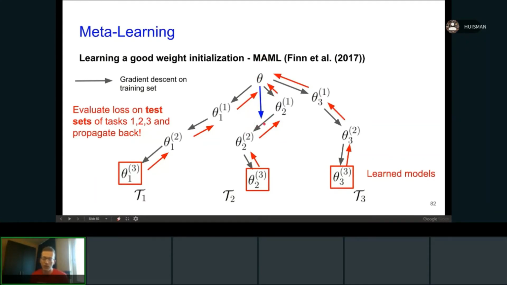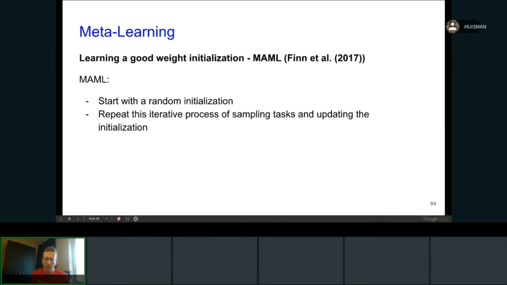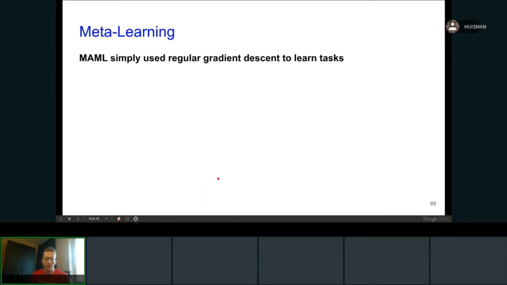Okay, so this is really what MAML tries to do. We start off with a random initialization, and then we repeat this iterative process that you have seen on the last slide to update the initialization. We repeatedly sample these tasks and update our initialization as you have seen on the previous slide. You can think of how MAML works like this: we start off with a random initialization, and MAML tries to move this closer and closer towards the center, because from the center you can quickly learn each of these tasks. Okay, so an observation here is that MAML uses regular gradient descent to learn new tasks.